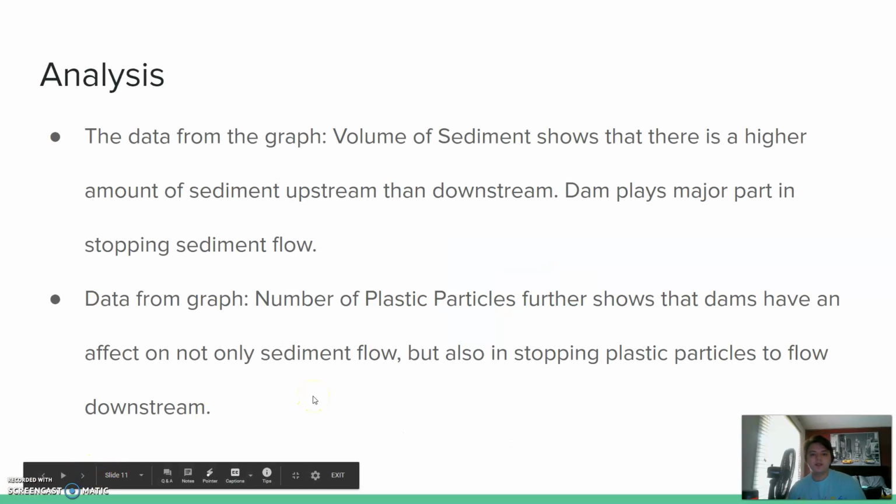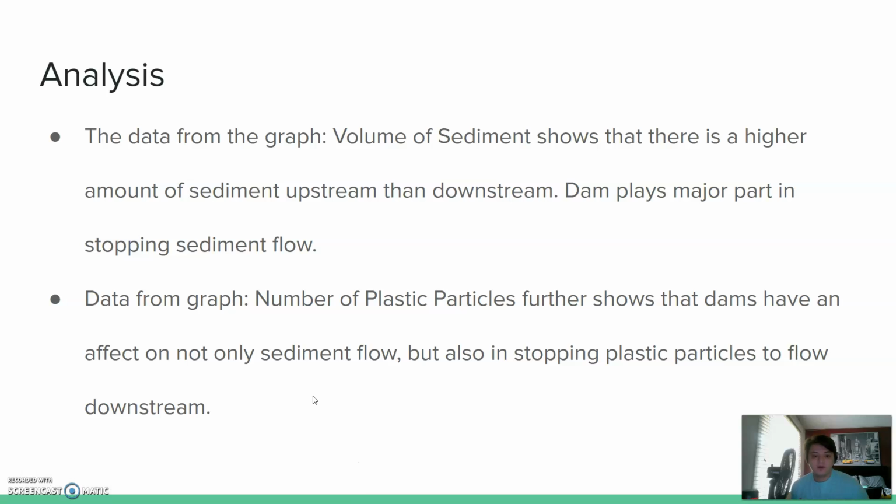From the graphs and the results I got, we can see that dams can play a major part in stopping sediment flow. And from my graph of the actual count of plastic particles, we can say that it can not only stop sediment flow, but in turn can also help stop plastic particles from continuing to flow downstream.